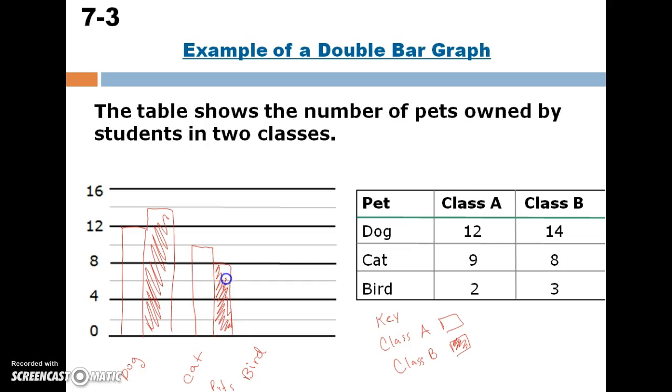We're comparing cats. And then bird, Class A has 2. Not a lot of bird fans out there. And Class B has 3. Okay, we need a label. We have pets on the bottom, and this would be number of students. And our title can be pets. Okay, and again, most importantly, we have that key.